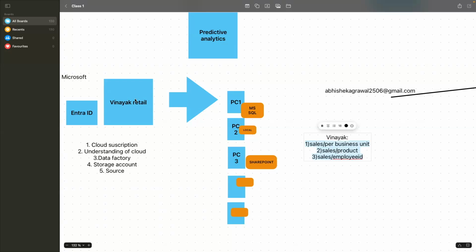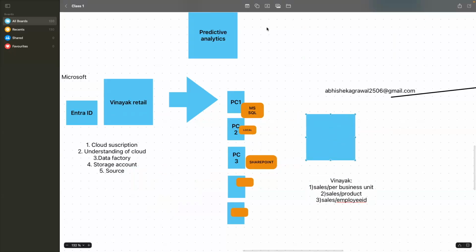So to do this, Vinayak is reaching out to all of these people and trying to get the data, right? Suppose Vinayak has some sort of a storage which he has created, and he is trying to get the data from all of these guys to this system. So to calculate this, Vinayak basically needs to pull the data from all of these systems, and manually he's doing that, right?